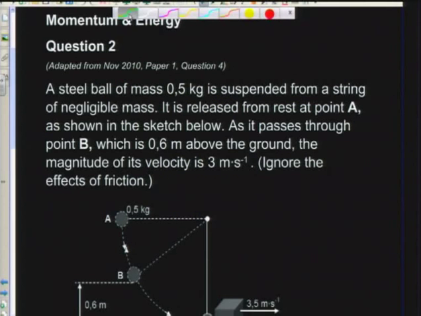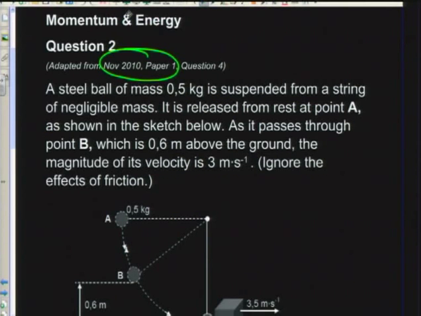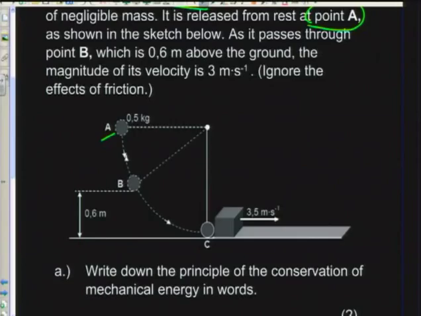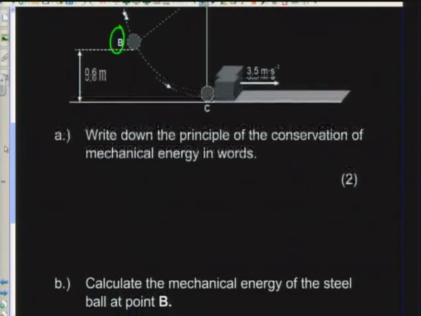Question number 2, it's from the 2010 November paper. It says a steel ball of mass 0.5 kilograms is suspended from a string of negligible mass. It is released from rest at point A. Let me just show it to you. There is point A. As it passes through point B, which is 0.6 meters above the ground, the magnitude of its velocity is 3 meters per second. That is point B. All right?